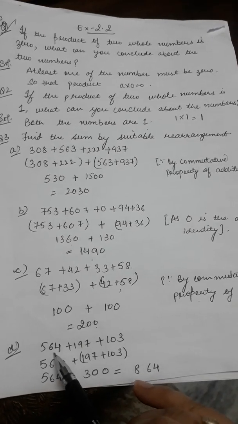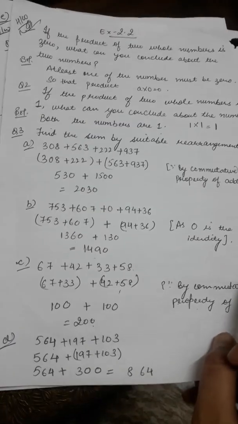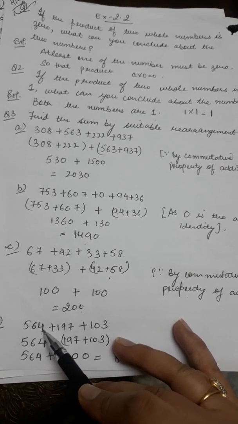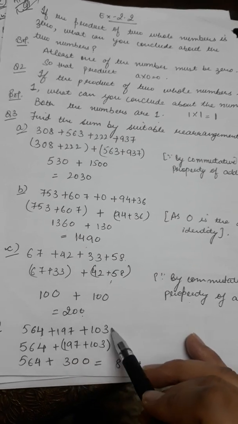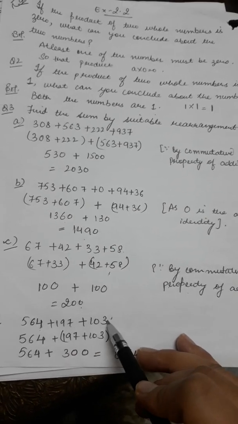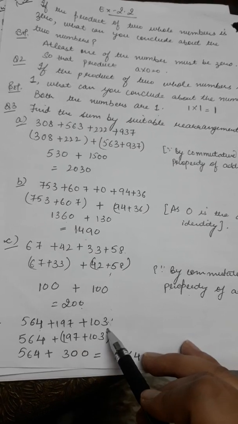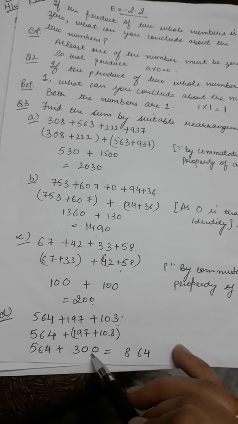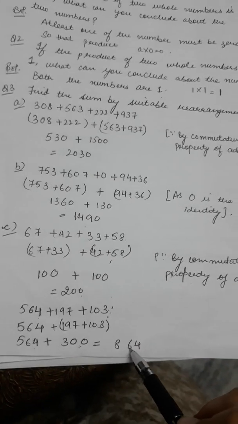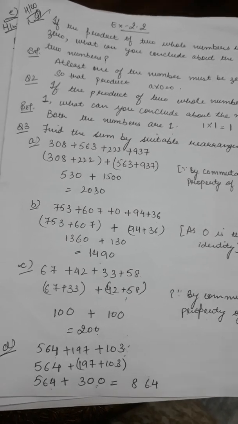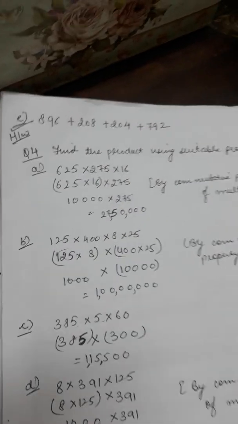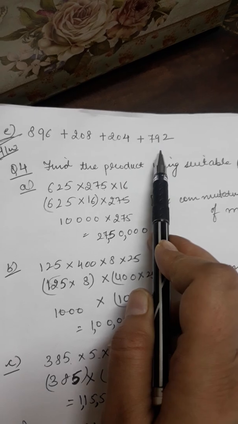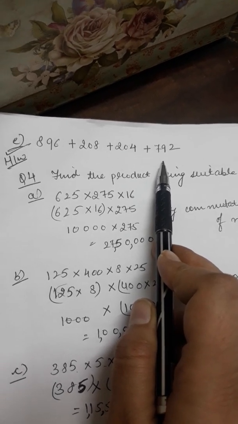D part is 564 plus 197 plus 103. Now see, 4 will be added to 6, then it will make a 0, but we don't have a 6 here. But 7 when added to 3 will give us 10. So it means these two numbers can be paired. So let's put a bracket. So 197 plus 103 is 300. Now 300 plus 564 is 864. Next, E part of this question is your home assignment. 896 plus 208 plus 204 plus 792. Find the sum by suitable rearrangement.